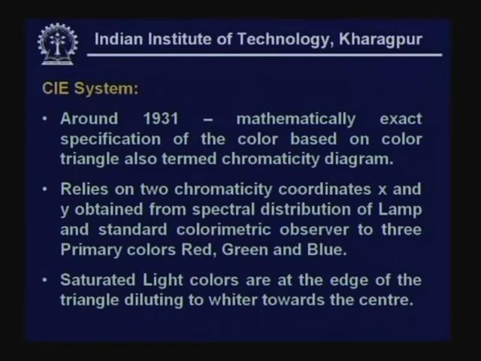The way this triangle works is that saturated colors are at the edge of the triangle and they become dilute, whiter, towards the center. The color getting diluted means color tending towards becoming white, that is why we are talking about it becoming whiter. So, this is the CIE system.